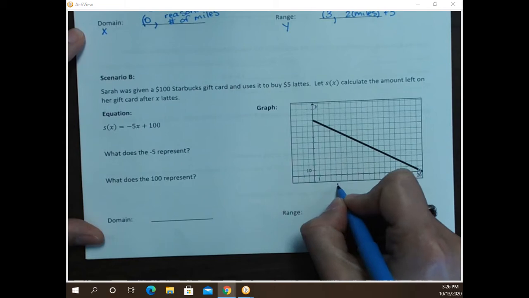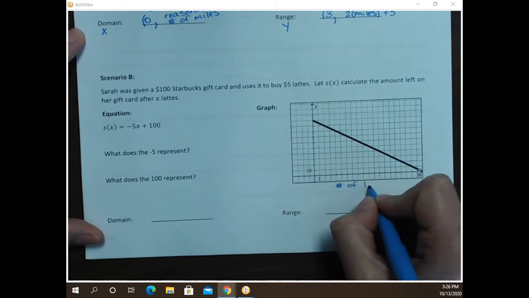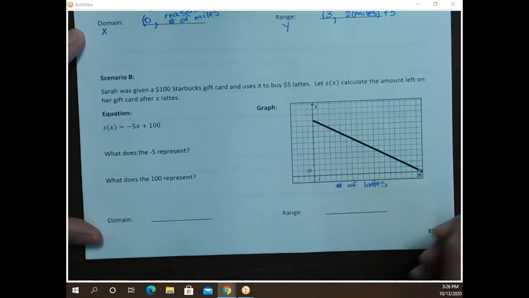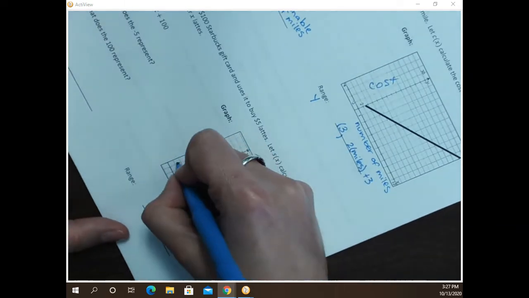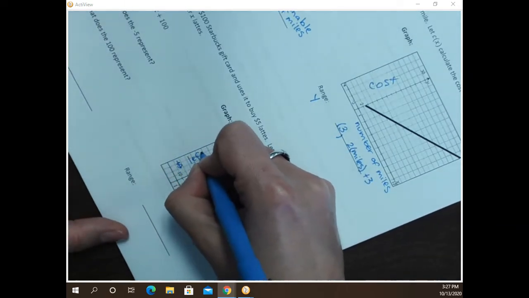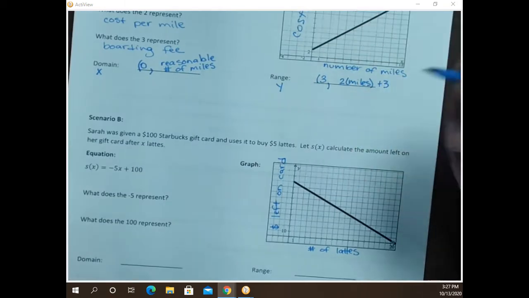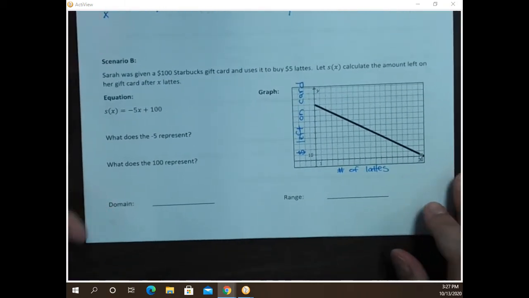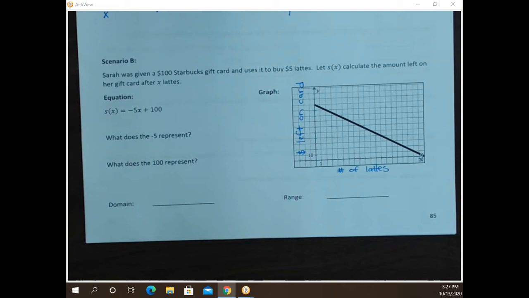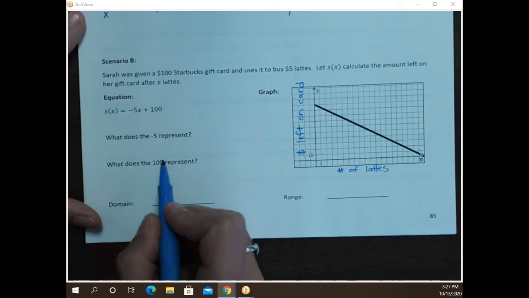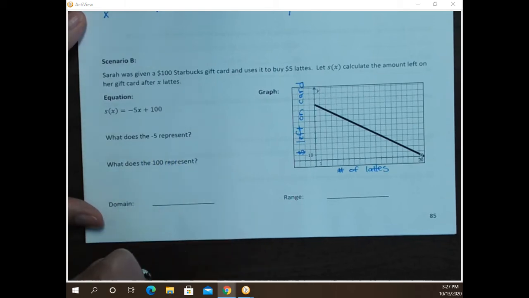So we know X would be our number of lattes, and Y is going to be the money left on that card. Remember, for a gift card, when I get it, it comes preloaded with a certain dollar amount. And then when I spend money on that card, it subtracts from that total that was on the card to begin with. So if I look at my function here, it says, what does the -5 represent?